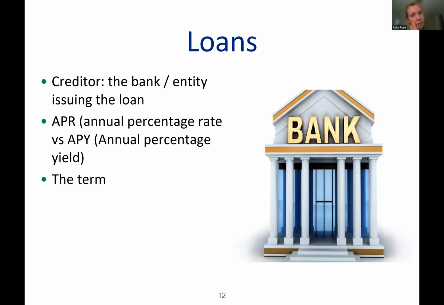All right, we have loans. Let's talk about loans a little bit here. So we get bank loans. The bank is the creditor. The entity that's issuing the loan is the creditor. And we can look at APR versus APY. So the APR, when we take out a loan, is the annual percentage rate. If there are points or any other fees attached to that loan, they're factored into that annual percentage rate. And so we can see what that is.